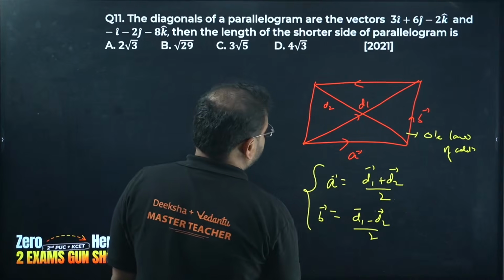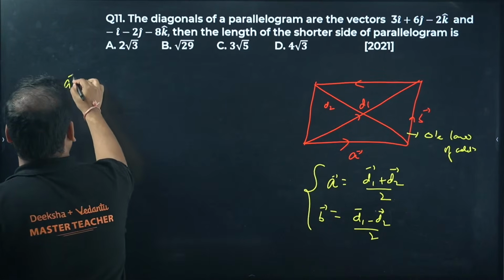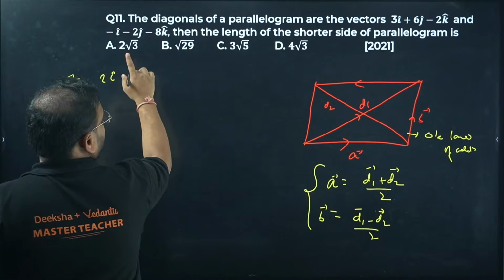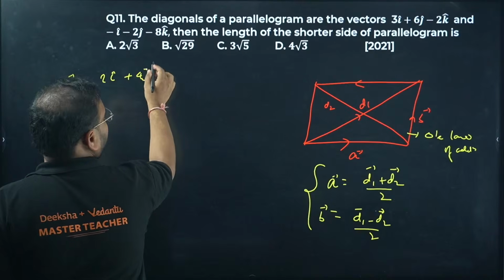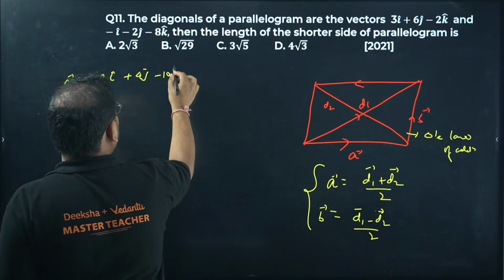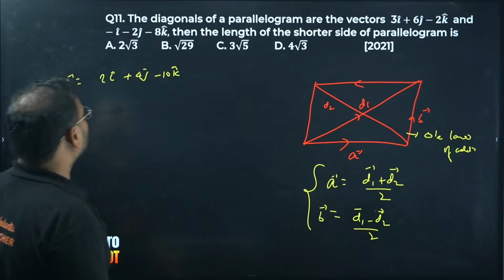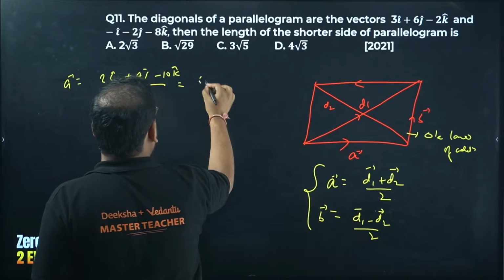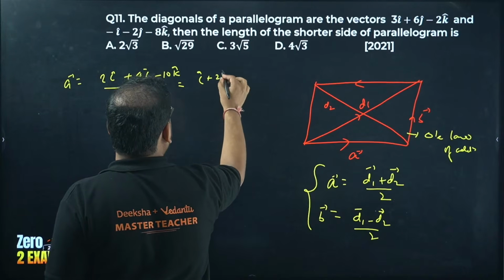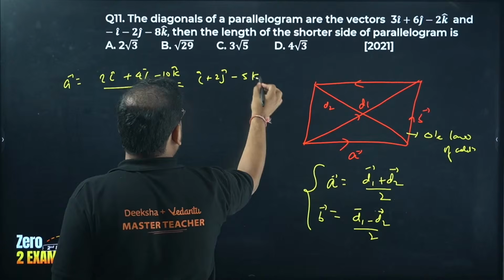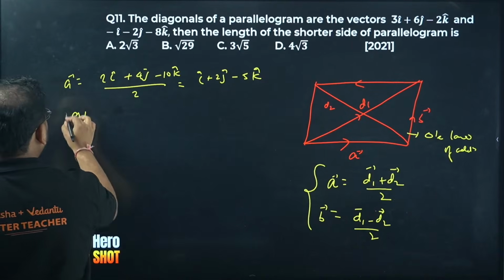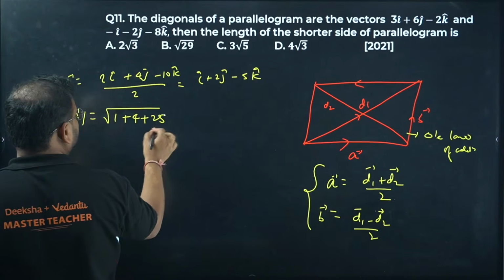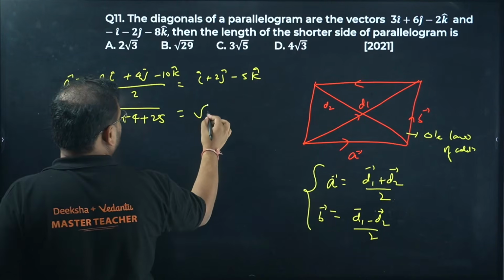Find the value of A first, not D1. So you're going to add these two. 3 plus minus 2i is going to be 2i, 4j and minus 10k. Am I right? Let me cross check once. 2, 4 and minus 10. Correct. Divide by 2. So the answer will be i plus 2j and minus 5k. Can you find mod of A then quickly? Yes, we can. We'll have 1 plus 4 plus 25. That becomes root 30.